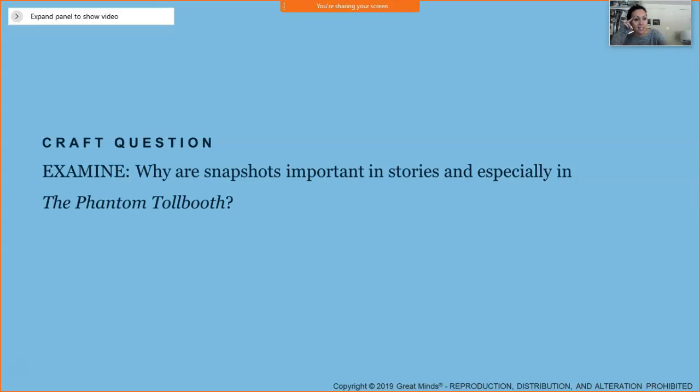We're going to be looking at snapshots, which is going to be our next type of writing, right? So module 2 is going to focus on narrative writing. But more specifically in the beginning here, we're going to be looking at little snapshots, almost like if I were to take a picture and you to explain what was going on in that picture. That's what we're going to be doing. So why are snapshots important in stories, especially in the Phantom Tollbooth?